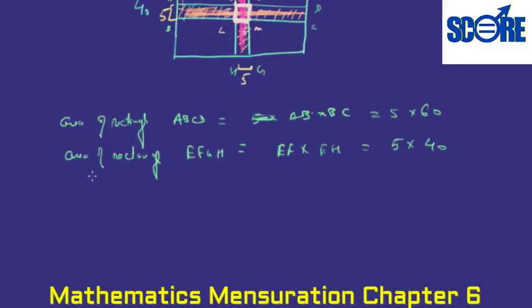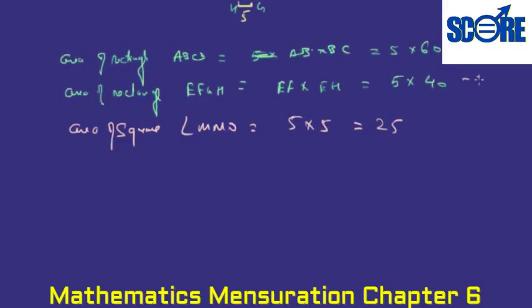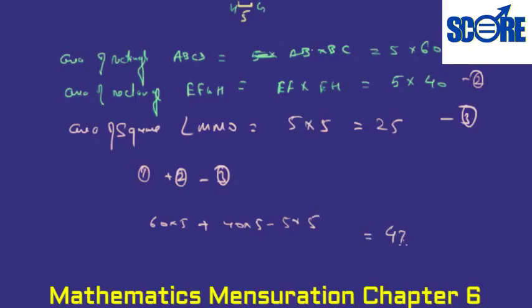Now for calculating cost, let me calculate the area of the total road. The area of the total road is the area of rectangle ABCD plus the area of EFGH minus one time the area of the square LMNO. Why are we subtracting one time? Because it's been calculated twice, right? The area of square LMNO is 5 into 5. So the area of the actual road is 1 plus 2 minus 3. This is 60 into 5 plus 40 into 5 minus 5 into 5, which is equal to 475 square meters.